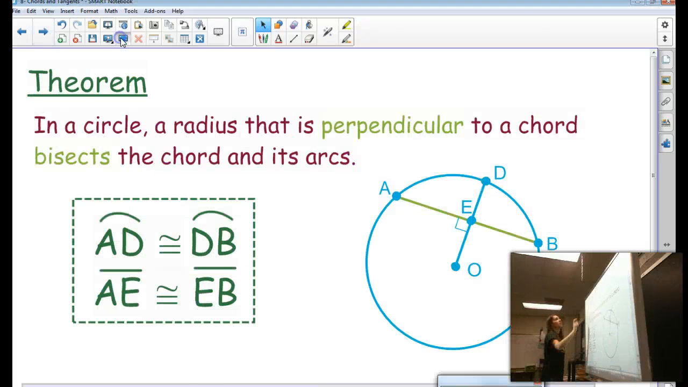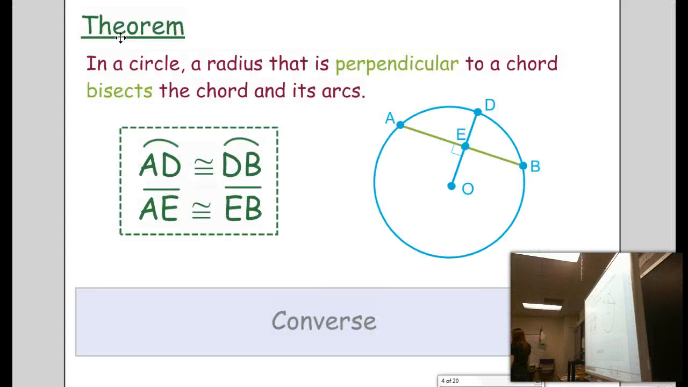Go. Theorem number 1. In a circle, fill in the blanks. In a circle, a radius that is perpendicular to a chord bisects the chord and its arcs.